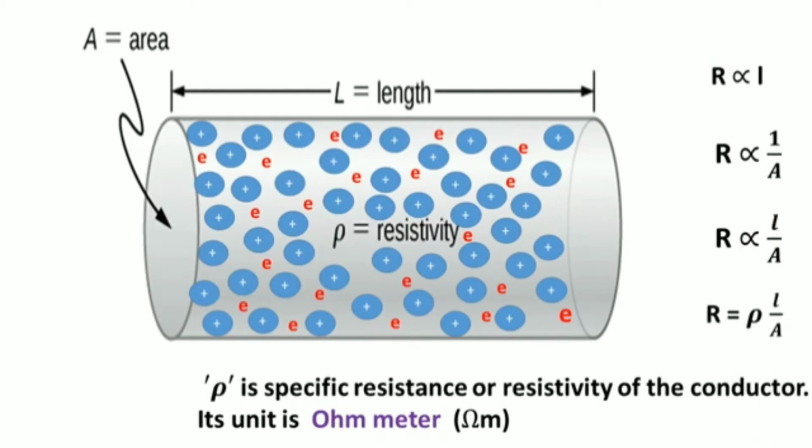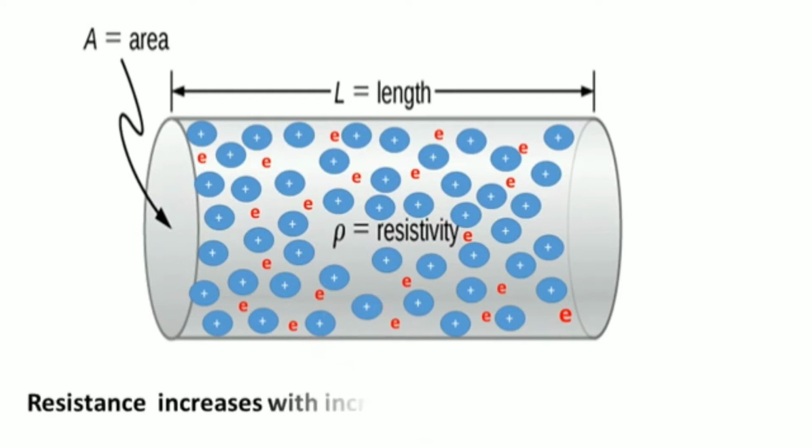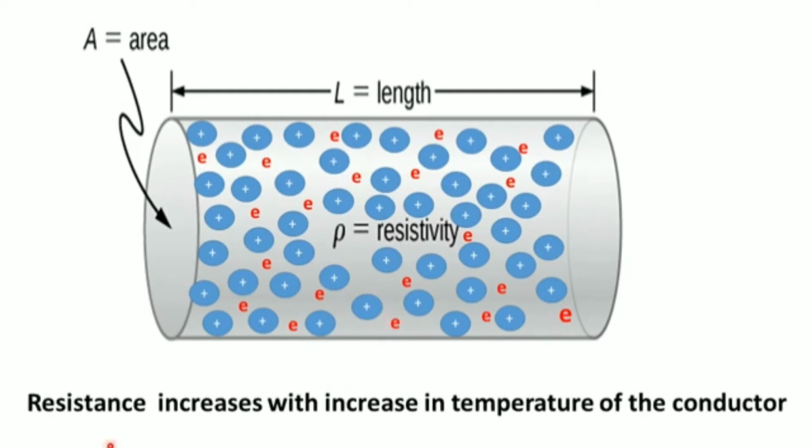Convert it into an equality sign, you get R is equal to rho times L by A. What is rho? It is a proportionality constant. It is called resistivity or specific resistance of that conductor. What is the unit of this resistivity? The unit of resistivity is ohm meter. So it is dependent upon length and area of cross section and nature of the material.